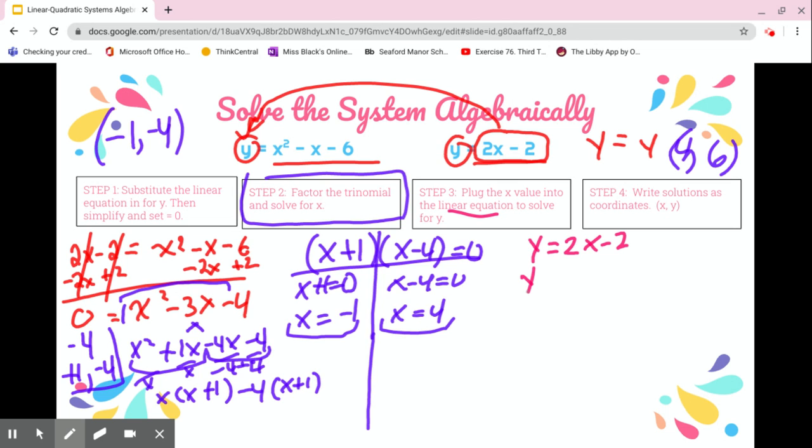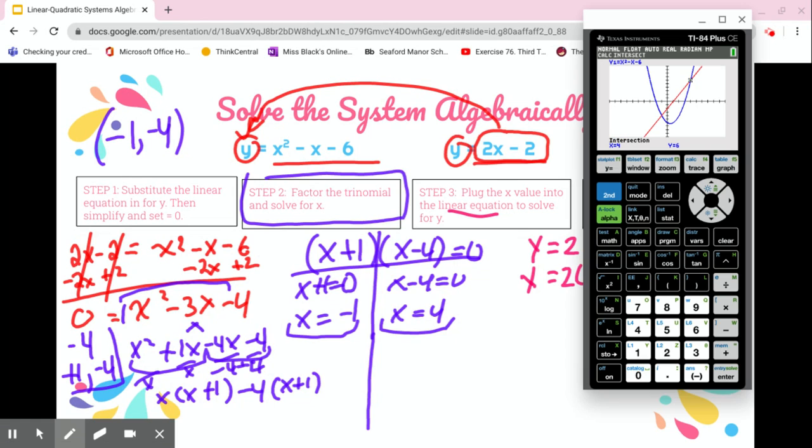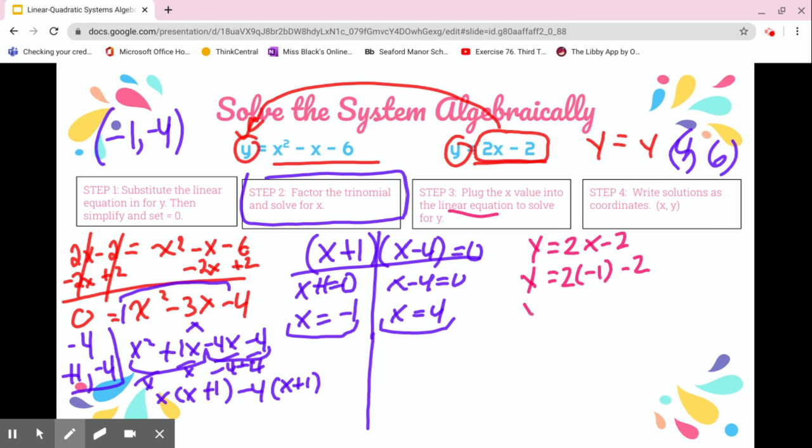I'm going to replace for the first one. We're going to replace -1 in for x. So you have 2 times -1 minus 2. Plug that in your calculator. I have 2 times -2. No, sorry. -1 minus 2. And that gives me -4. So that would be y equals -4, which we said it would be according to our answer there.